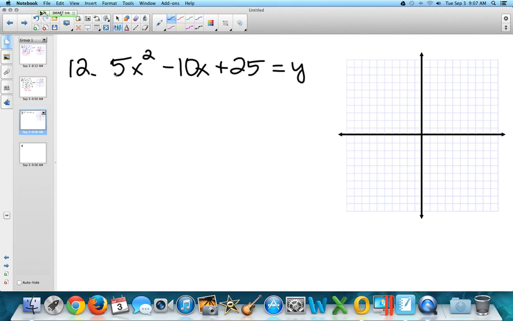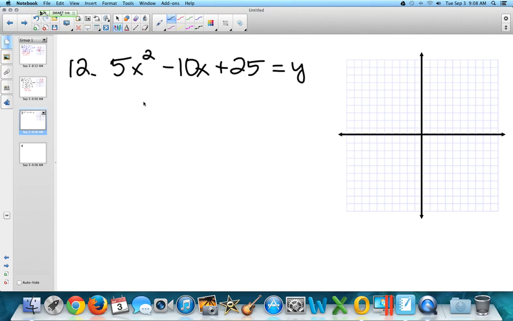Now, if we were completing the square to solve this quadratic, we would divide everything by 5. But we're not trying to solve this quadratic, we're trying to graph it. So I don't divide by that 5. Let me say that again. Because I'm trying to graph this quadratic and not solve it, I do not divide by the 5.